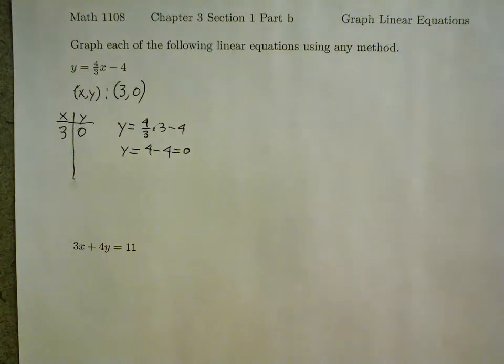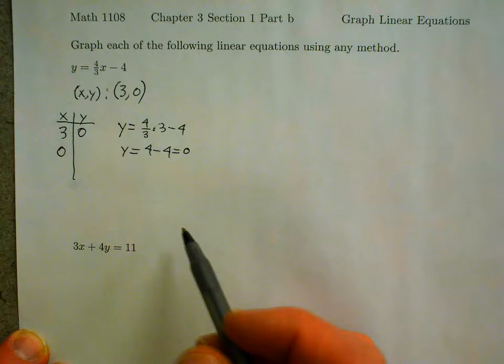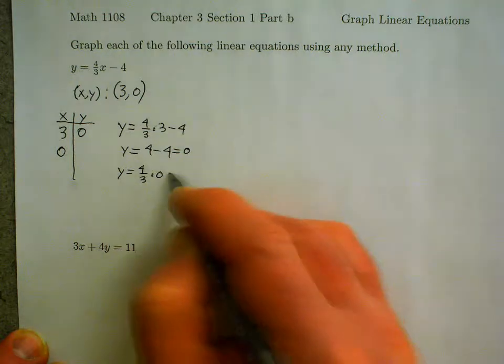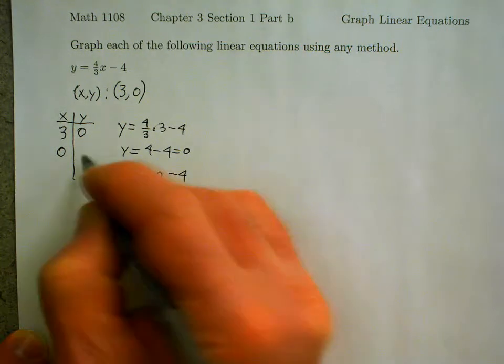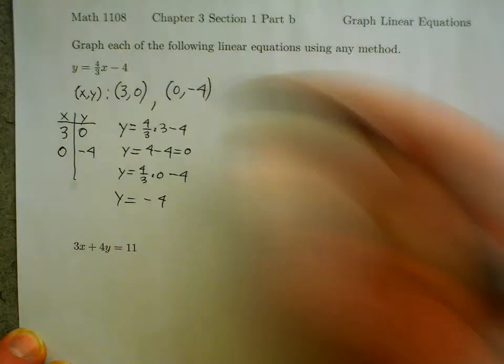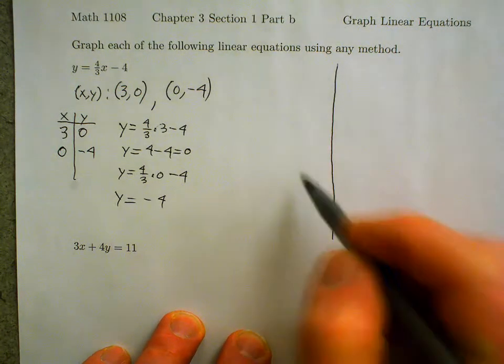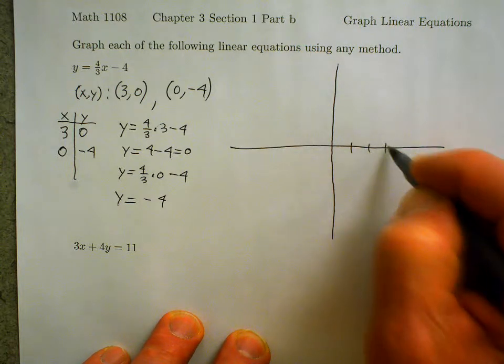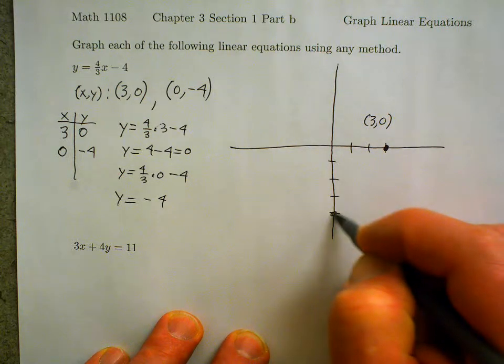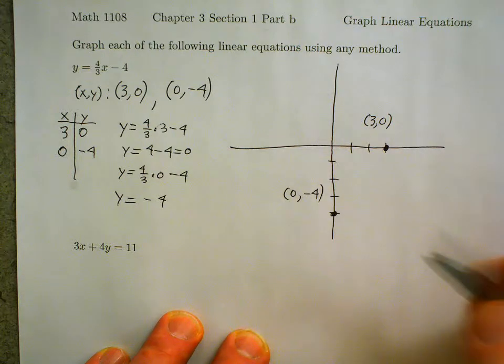What's another point? X equals 0. Okay, you can pick x to be 0. So 4/3 times 0 minus 4 is 0 minus 4, or negative 4. So we found the intercepts. As long as you have 2 different points, that's all you need. So the ordered pair 3, 0, and the ordered pair 0, negative 4. And then draw a straight line.